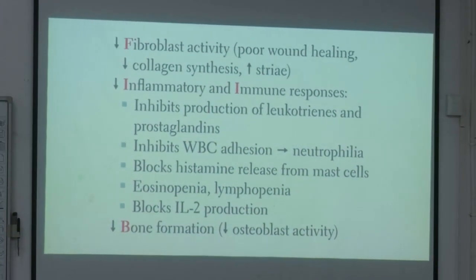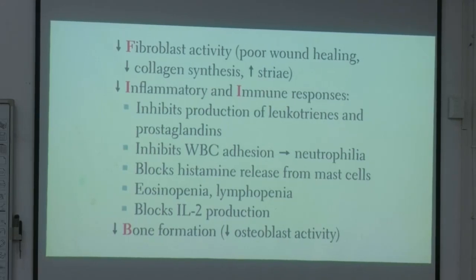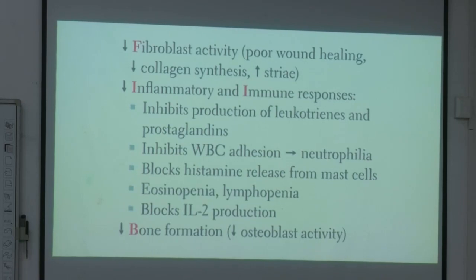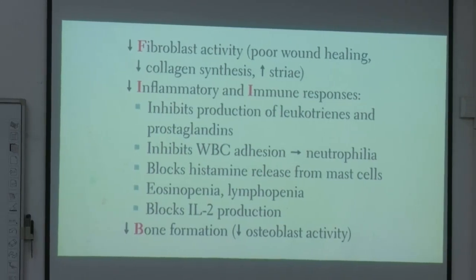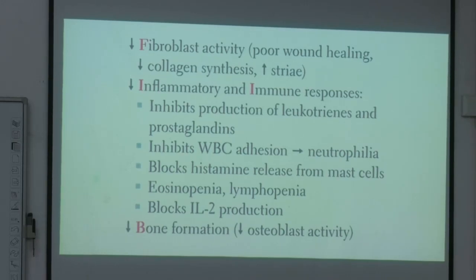Next slide. Next is fibroblast. It will decrease fibroblast activity. Whenever there is a cut or injury, ultimately the wound heals by fibrosis, with scar formation. So scar formation is due to fibroblast activity, and glucocorticoid decreases this fibroblast activity.